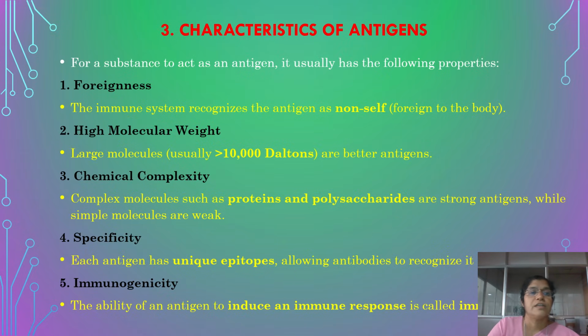Characteristics of an antigen. For a substance to act as an antigen, it usually has the following properties. Foreignness. The immune system recognizes the foreign part as the antigen. High molecular weight. Large molecules, usually about 10,000 Dalton, are better antigens. Chemical complexity. Complex molecules such as proteins and polysaccharides are strong antigens, while simple molecules are weak. Specificity. Each antigen has a unique epitope, allowing antibodies to recognize it. The ability of an antigen to induce an immune response is called immunogenicity.